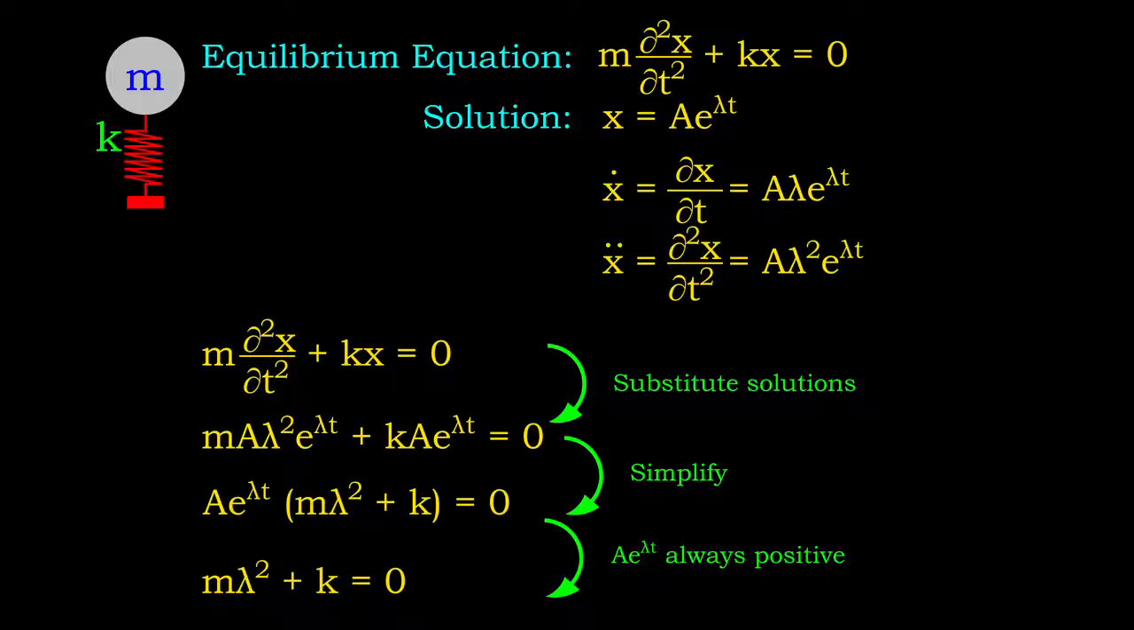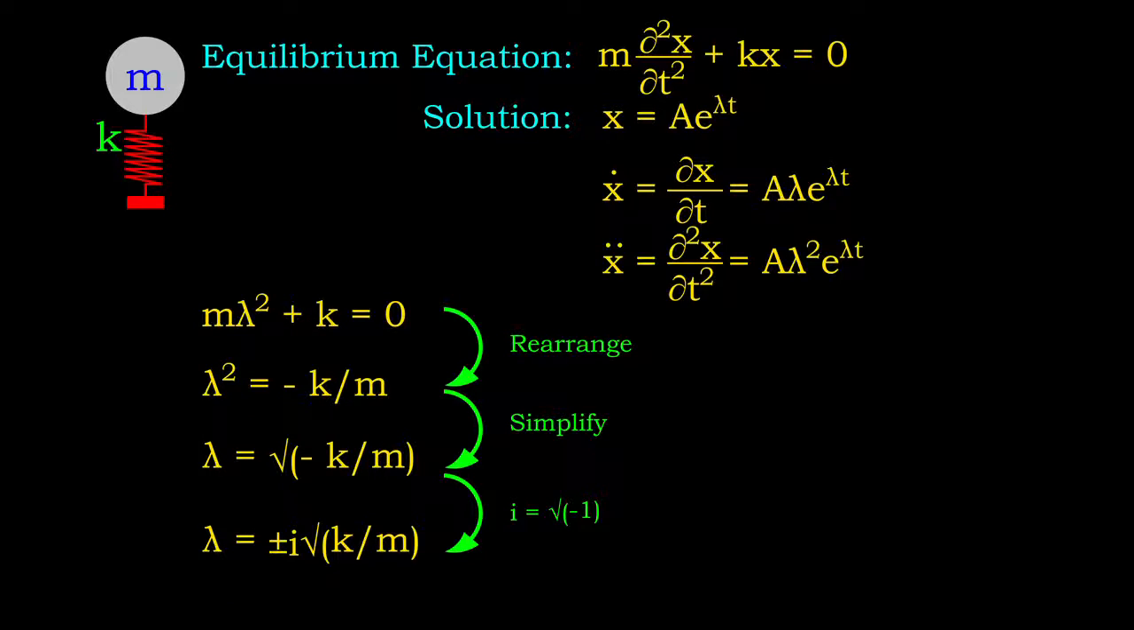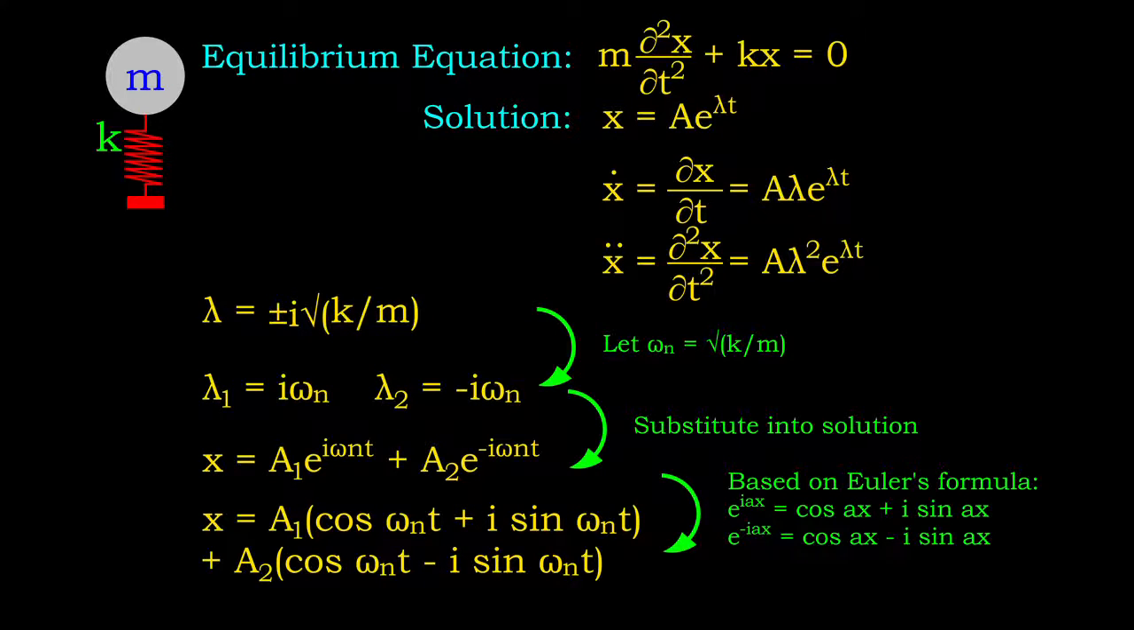In this form, either a or b should be 0 to make this equation valid. Knowing the exponential term is always positive, we can deduce that the product of m lambda squared plus k is 0. Focusing on this part, let's express lambda in terms of m and k. To ease our further operation, we introduce a new term that represents the surd of k over m.